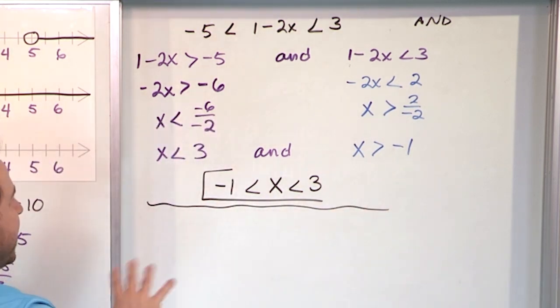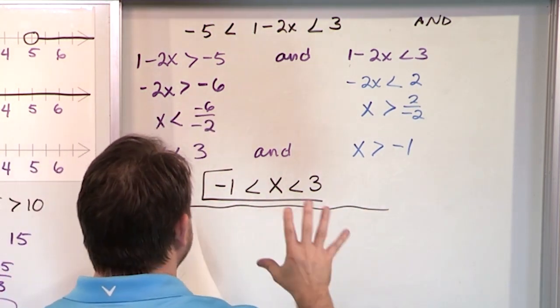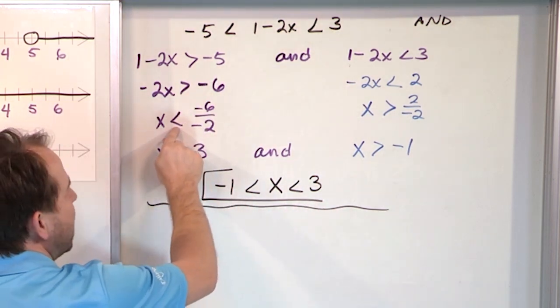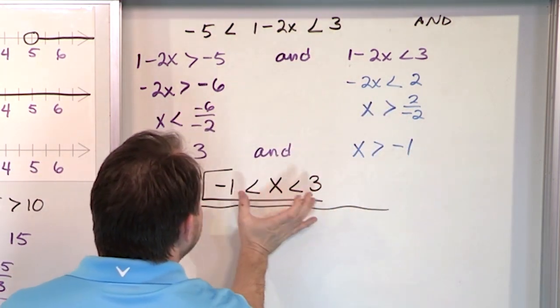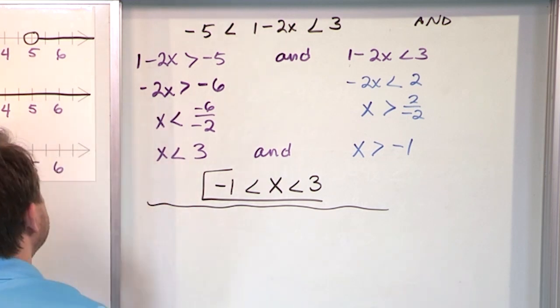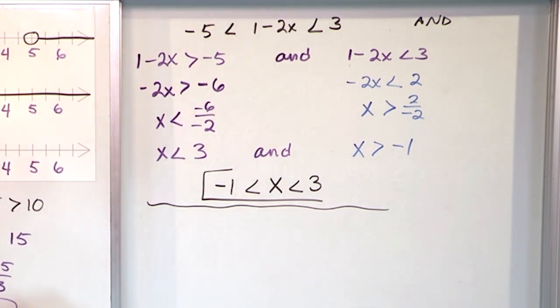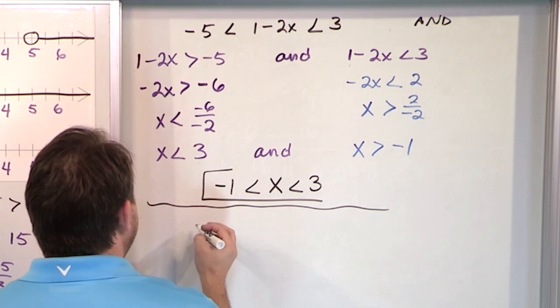So it's not rocket science, but it does have a few parts we have to be careful about. We have to worry about flipping the sign here. We have to worry about writing it in the correct notation. We have to worry about plotting it on the board. All right. This will be our last problem in this lesson.